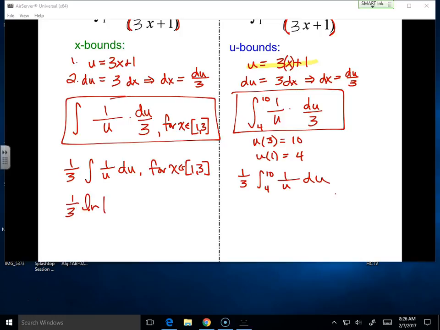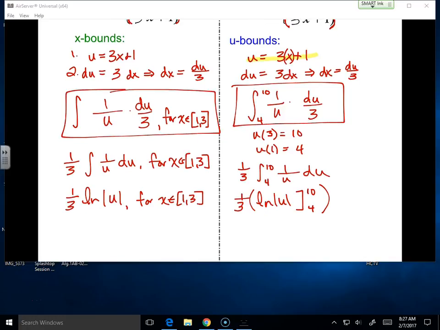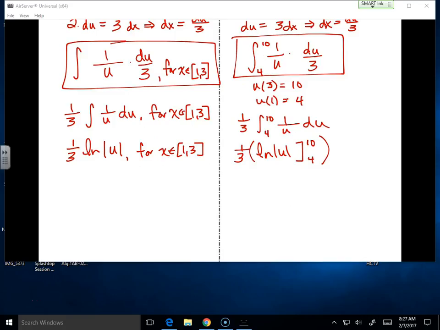ln is the only function that has a derivative of 1 over u. Don't need plus c, because we're going to do a definite integral. Over here, we could do the same thing, 1/3 ln of u, except I can actually put my 4 and my 10 because I'm keeping them doing the same thing, factoring out the 1/3 to make it easier on myself. I can do the same thing as we did before and just say, hey, he's a definite integral. Let's just do the fundamental theorem of calculus.